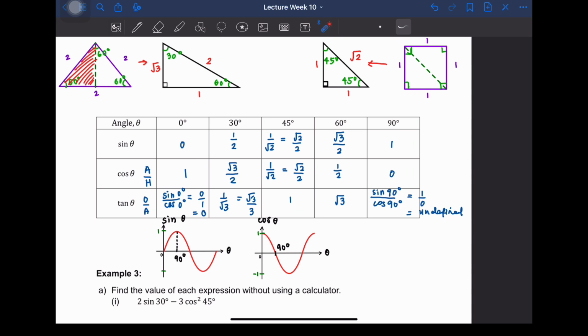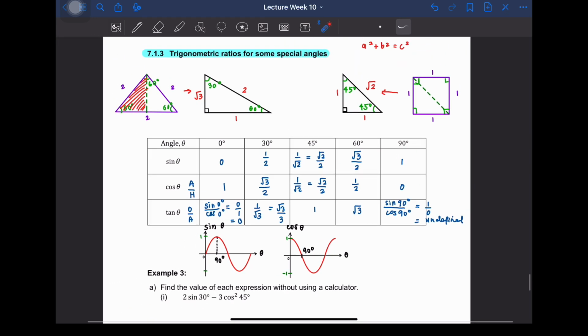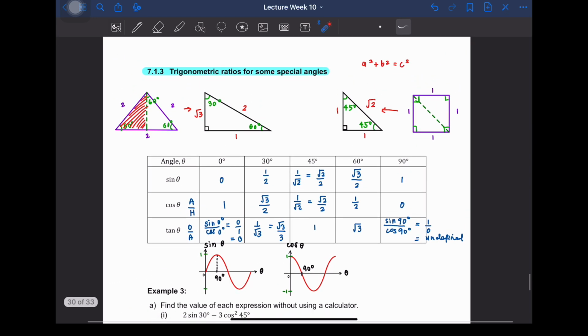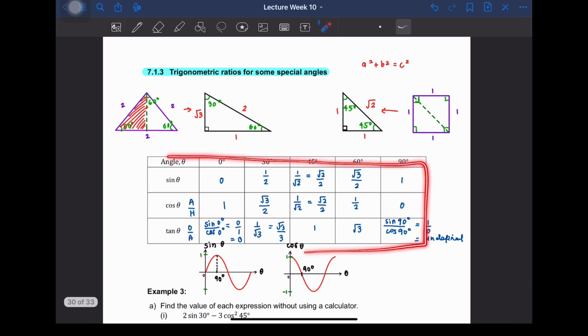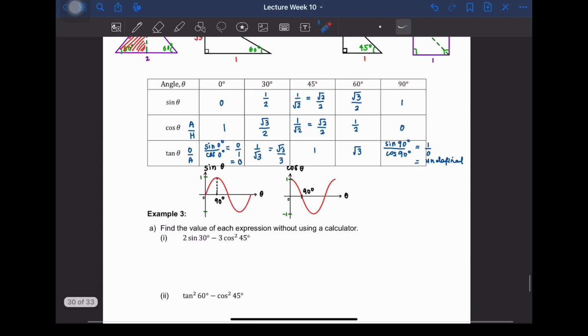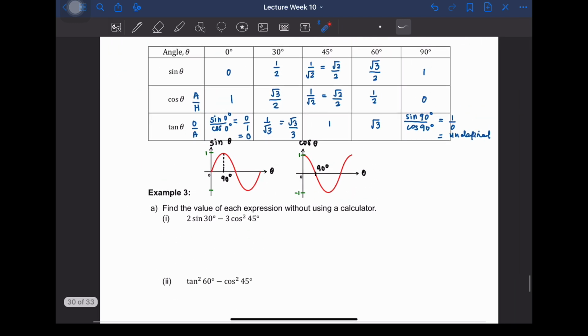Okay, so what we are going to do now is try an example, and you don't need to use your calculator, just refer to your special angle table over here. Right, so now example 3, find the value of each expression without using a calculator. Okay, so you can just use your calculator if you want to recheck your answer, but for this one you can use your table to find the value.